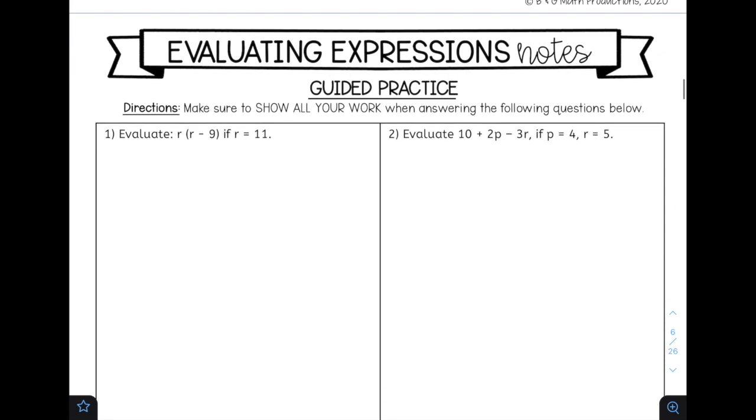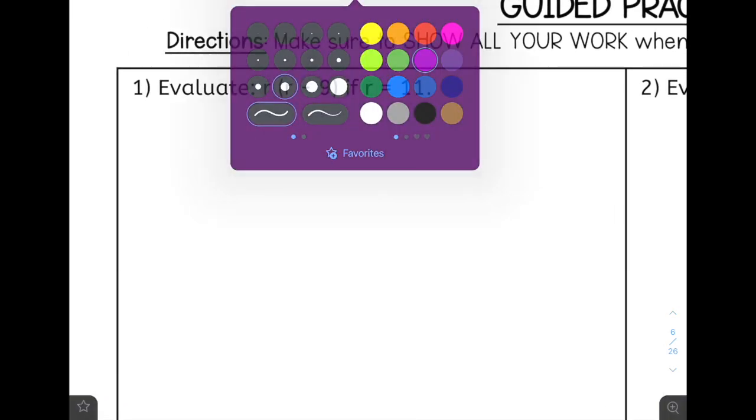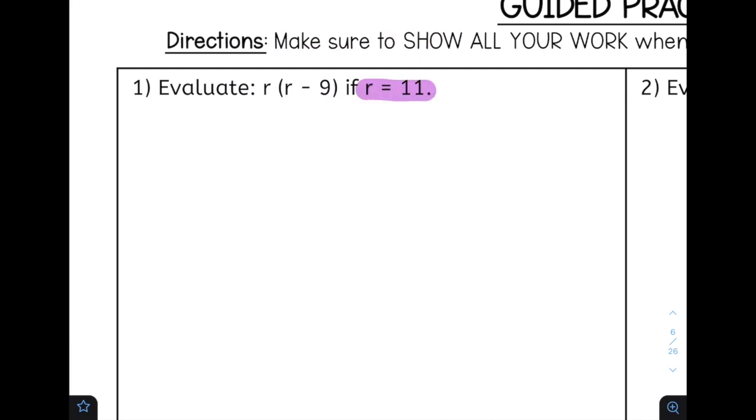Okay, let's try the first one. We have r equals 11. Every time we see r, we're going to replace that with the number 11. So what I'm going to do first is just rewrite my expression with our variables replaced with our value.